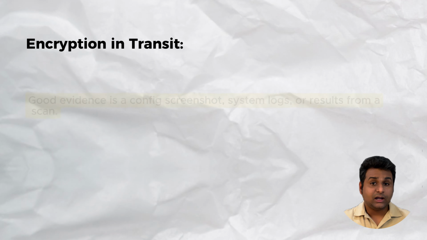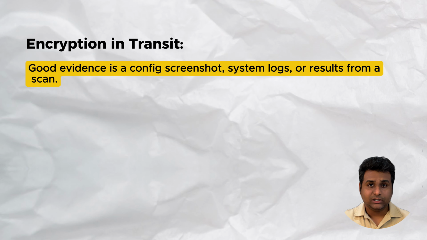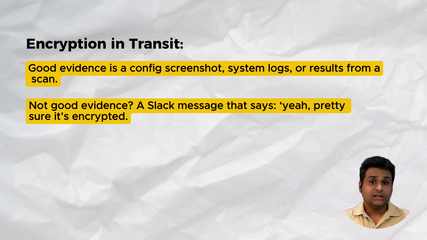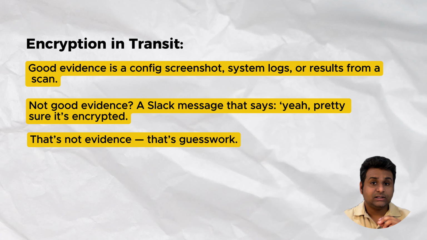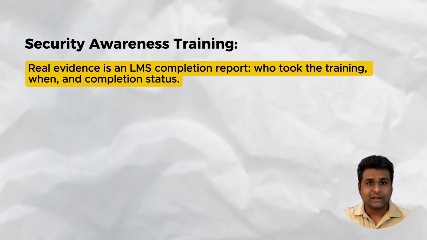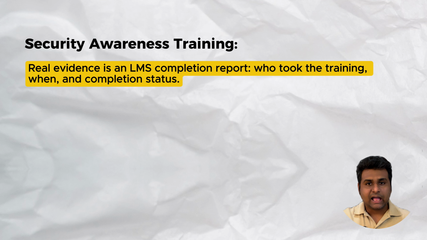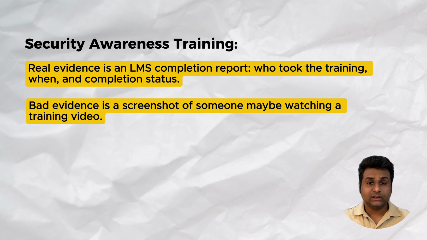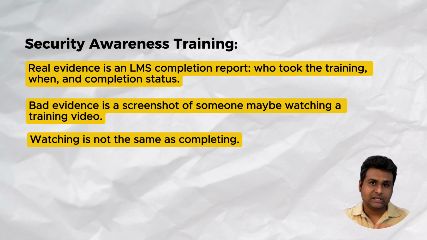Encryption in transit. Good evidence is a config screenshot, system logs, or even results from a scan. Not good evidence is a Slack message that says, yeah, pretty sure it's encrypted. That's not evidence. That's guesswork. Security training. Real evidence is a learning management system completion report, showing who took the training, when, and their completion status. Bad evidence is a screenshot of someone maybe watching a training video. Watching is not the same as completing.